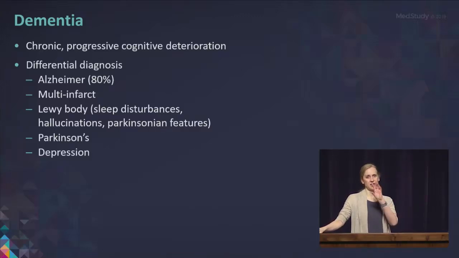You should be able to see the multiple events that caused this step-like deterioration. Lewy body dementia is also important to remember. This is a type of Parkinsonian dementia that is commonly seen with hallucinations and a little more sleep disturbance than classic Parkinson's disease. We have Parkinson's disease and then depression. And so when we get to depression, we finally have something that's reversible.